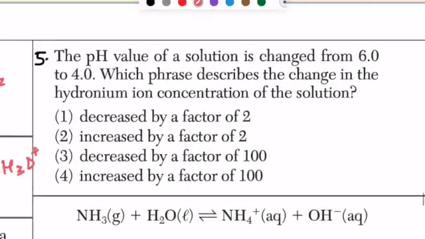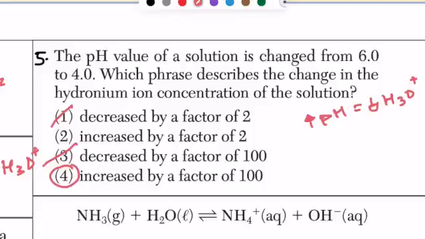So the pH value of a solution is changed from 6 to 4, which phrase describes the change in the hydronium ion concentration. So remember that when the pH increases, the hydronium ion concentration decreases, because now we are going more towards a basic solution, and vice versa. So in this case, the pH is going down, that means hydrogen should go up. So decreasing is not an answer. But increase by what? By a factor of 2 or by a factor of 100? So the answer here is that our pH is decreasing 2 units, but hydronium ion concentration is increasing by a factor of 100.